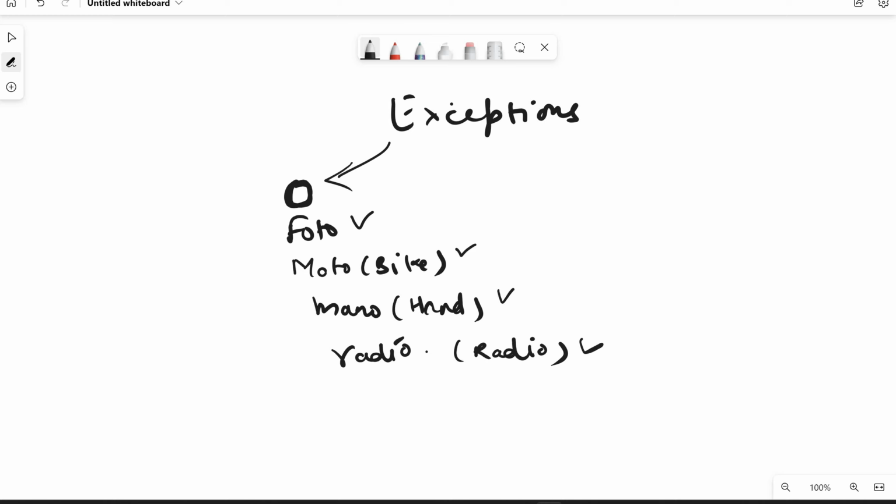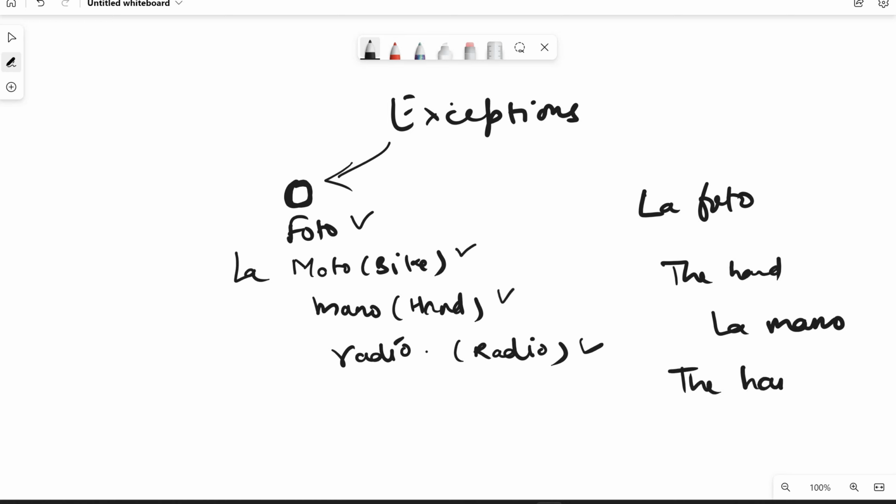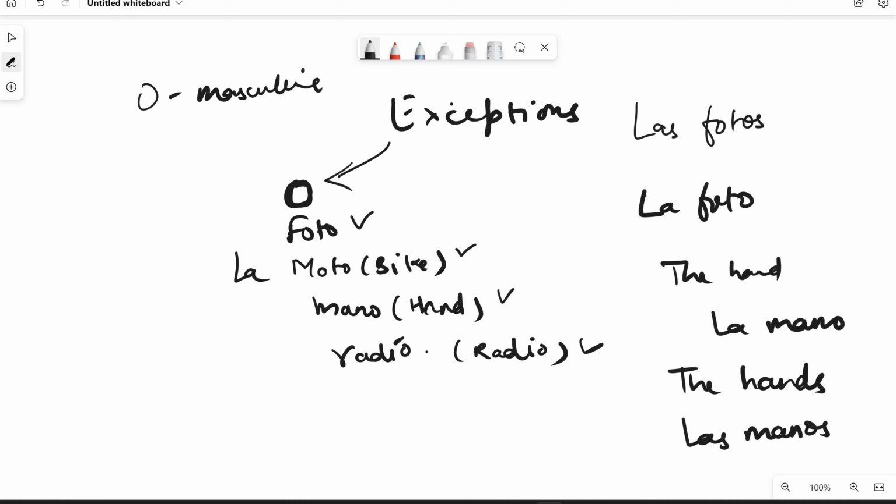So if I wanted to say the photograph, I will have to say la foto. If I wanted to say the bike, la moto. The hand, la mano. The hands, las manos. If I wanted to say the photographs, in that case it will be las fotos. Have to be careful with these exceptions. Most of the nouns that end in O are masculine, but these are your exceptions. So keep in mind these exceptions.